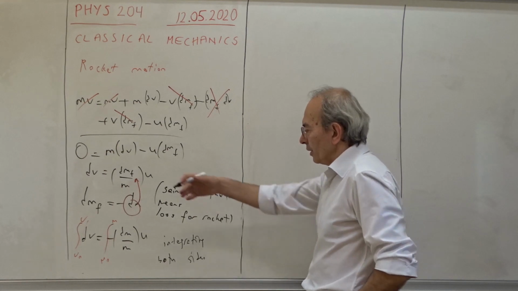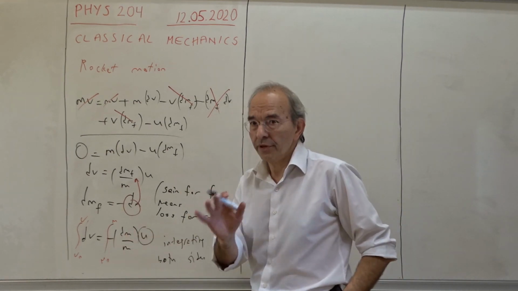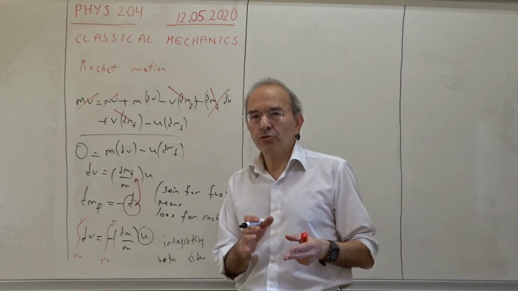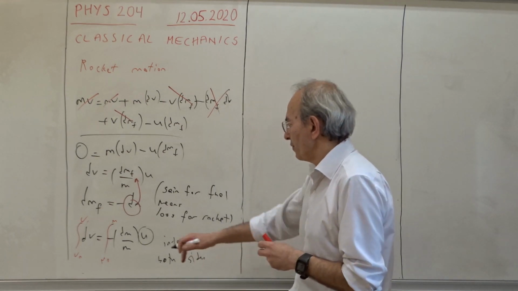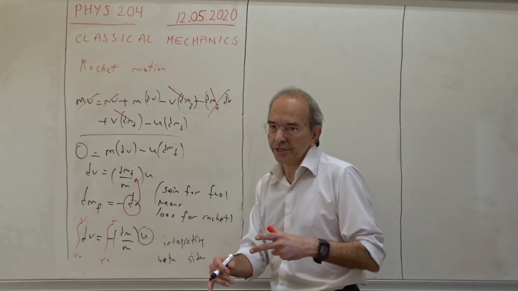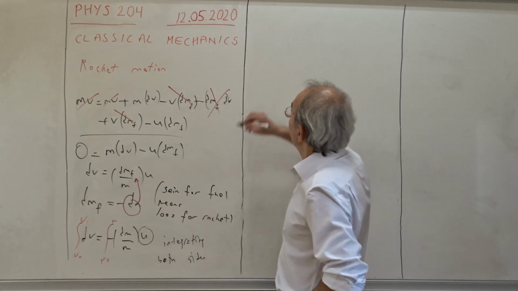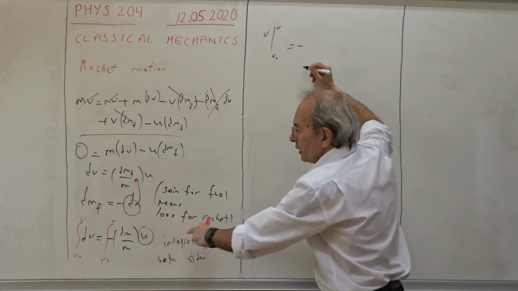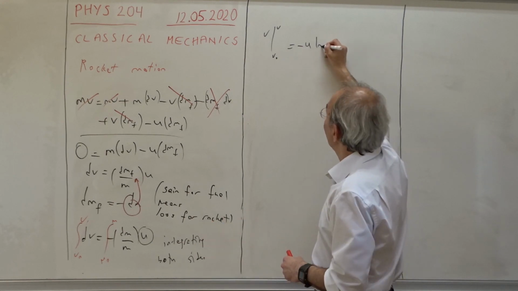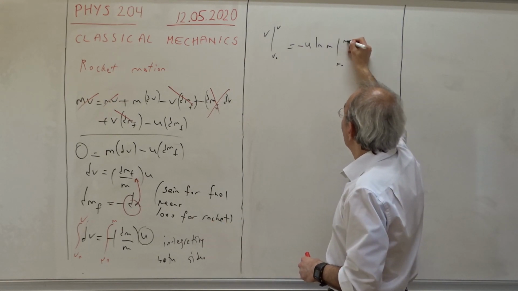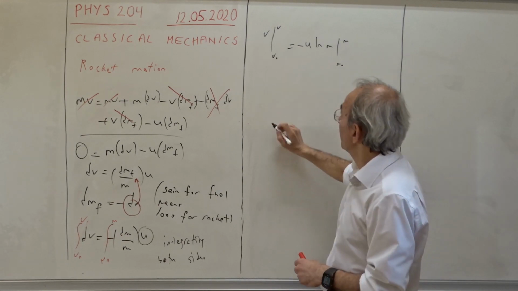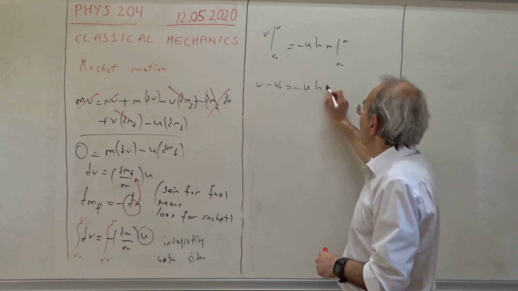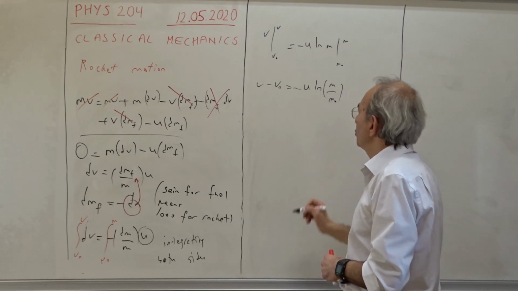And u is a constant, u is not a variable in this case because the fuel is thrown away with respect to the rocket only at constant speed, so that this is not a variable. However, v and m are. So integrating both sides, we have v between v0 and v. On the right we have a negative sign, u constant, and it is ln m between m0 and m. So if you take the limits, this becomes v minus v0, that becomes minus u ln m over m0.